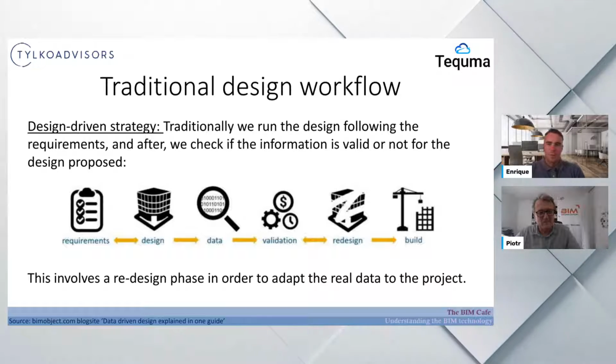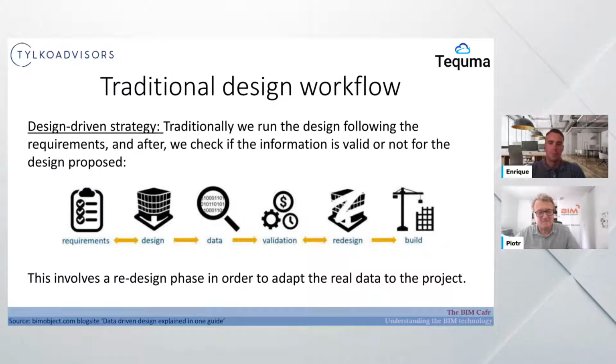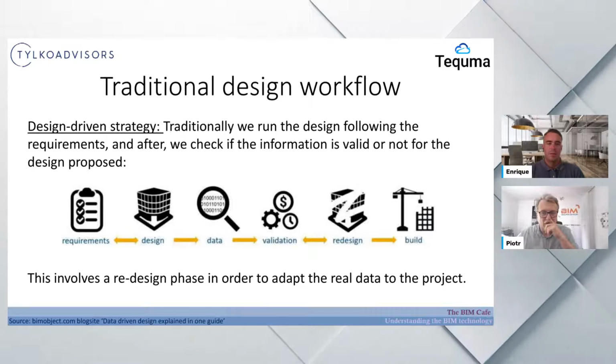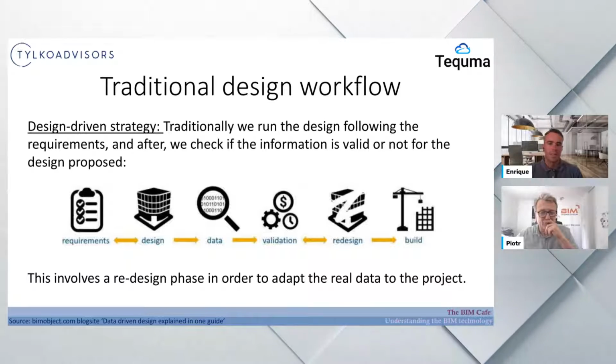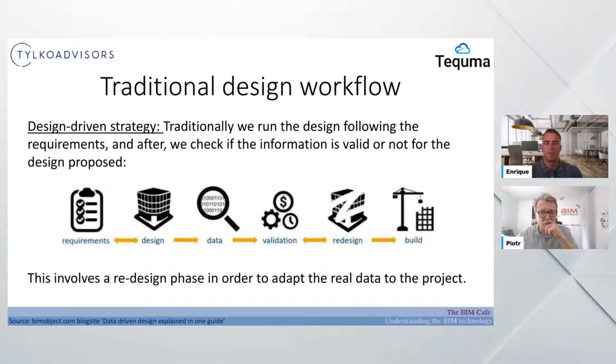We're discussing the workflow of BIM. First, I'm going to put you into context: what is the traditional design workflow used in construction, which shifted with the appearance of CAD, computer-aided design, the 2D. I see this as a design-driven strategy, where we have requirements to deliver a project, and we make a design based on those requirements. Then we implement the data and check the validation of that data, whether the parameters, products, and combinations of elements in the design work, and then we run it for construction.